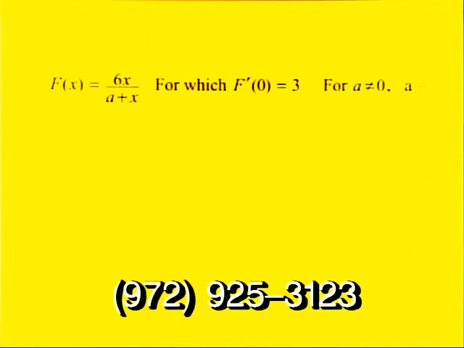This says, no help from Mrs. Arthur back there. f of x is equal to 6x divided by a plus x, for which f prime of 0 is equal to 3. If a doesn't equal 0, then what must a be? Okay, hold on.